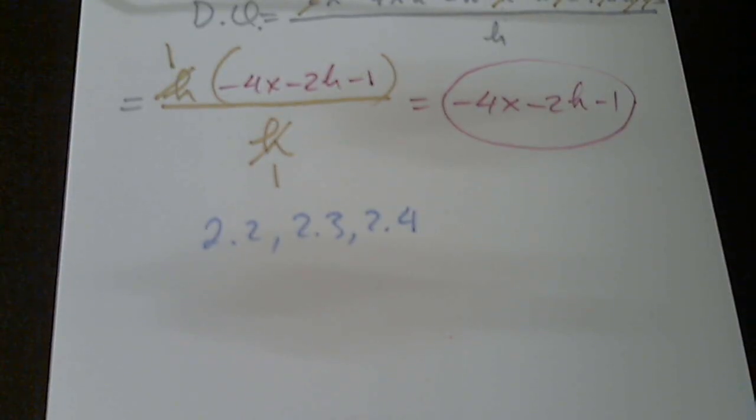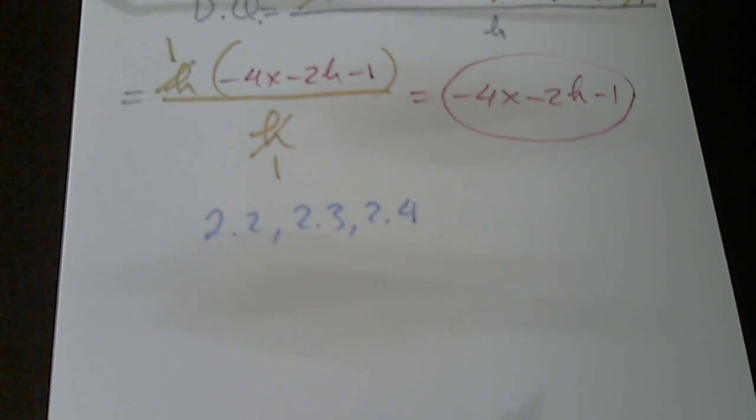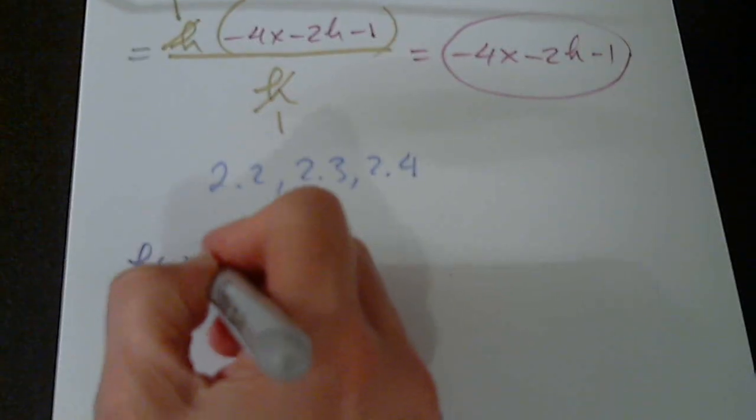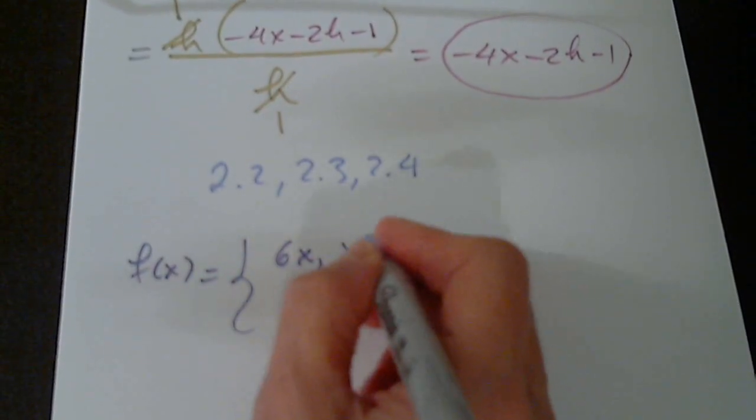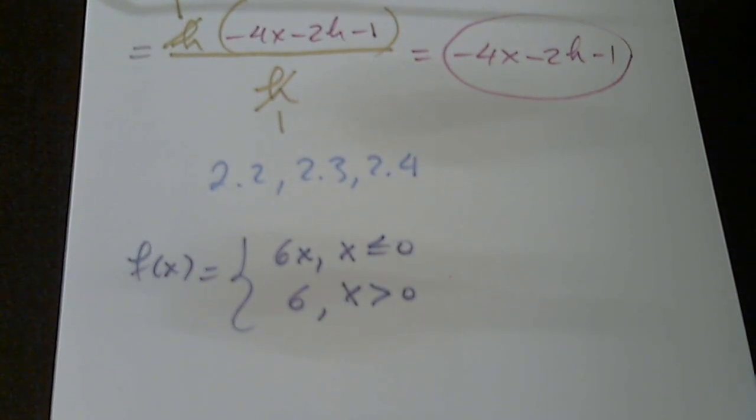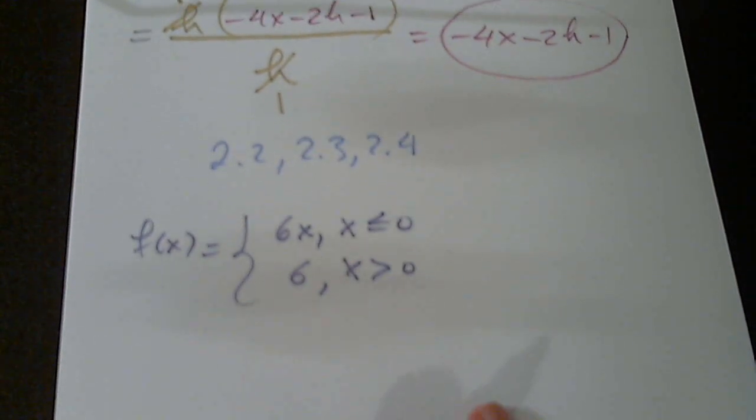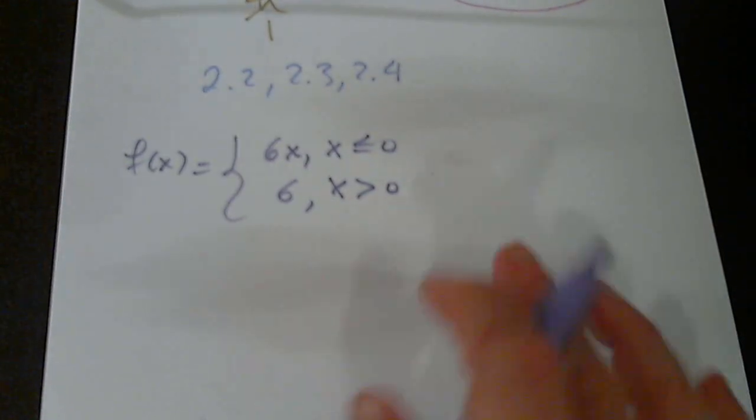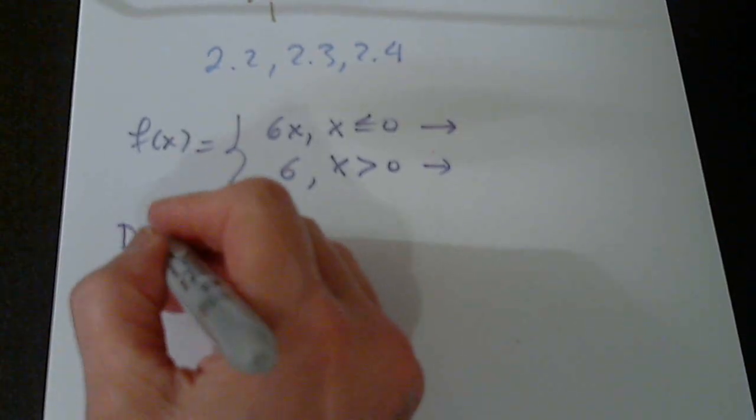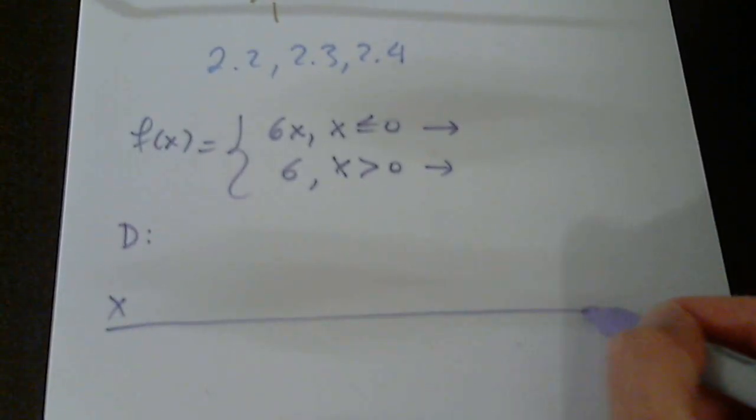Can we do 15? Yes, of course. Perfect. This one with a 6x and 6? Yes. So f of x equals 6x for x less than or equal to 0 and 6 for x greater than 0. Excellent problem. Like before, I have to find the domain. This is my first step. And I need to find the intervals. Once I find the domain, I will start my table.